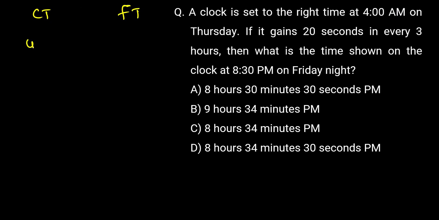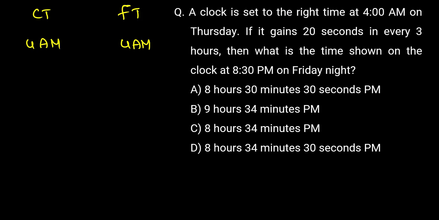Correct time is 4 a.m. only. Fault time is also 4 a.m. only. Both are set right at 4 a.m. Okay. But what is here? It gains 20. Your watch is fast, my dear friend. How, sir? What's the first statement? Gains 20 seconds in every 3 hours. It is extra traveling 20 seconds. For a correct time of 3 hours, your fault watch travels 3 hours 20 seconds.